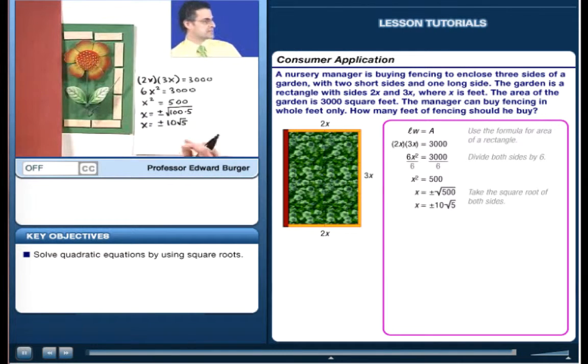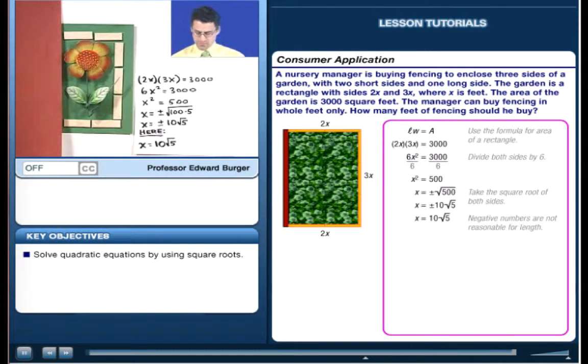So x represents either half of the length of one side or a third of the length of the other side. One's 2x, one's 3x. So the negative 10 square root of 5 doesn't make sense. Because these are lengths, in this context we know that there's only one real answer, x equals 10 square root of 5. And the negative answer we can throw away. If we plug this into a calculator, we see this is approximately 22.4 feet.